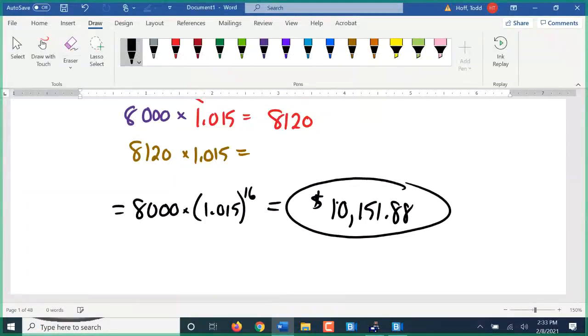Compare that to the 9,920 we had from simple interest. This is an extra $231. That's a decent gain for doing nothing more. But that's because that extra $231 is compound interest. Now the power of compound interest is time.